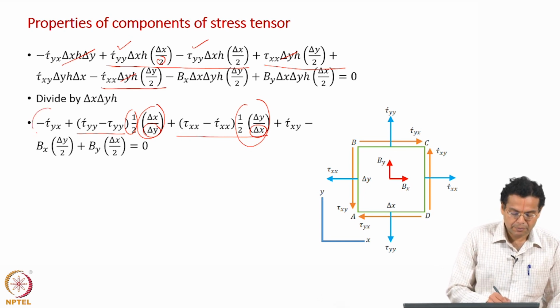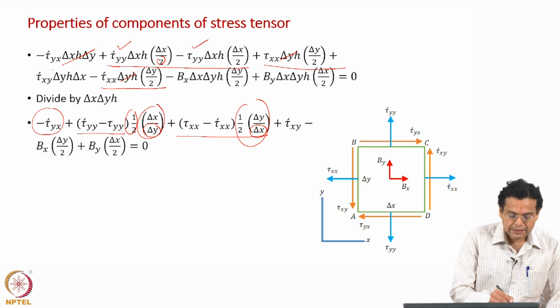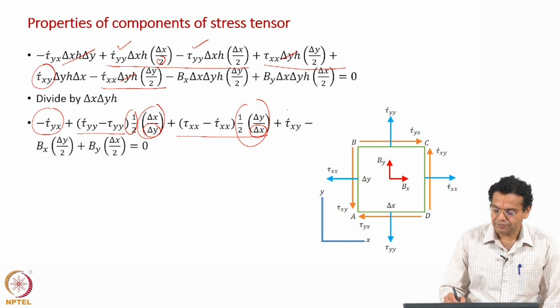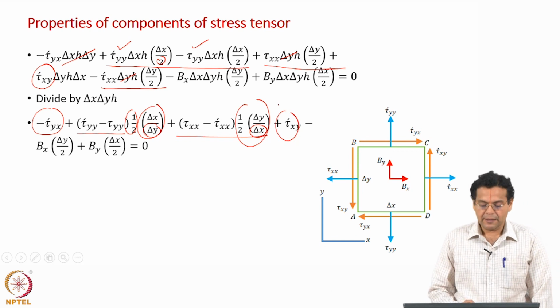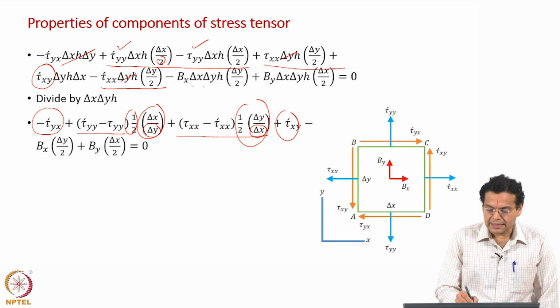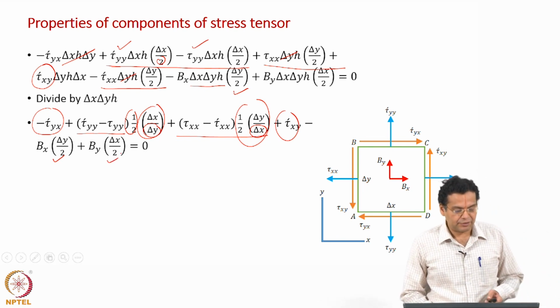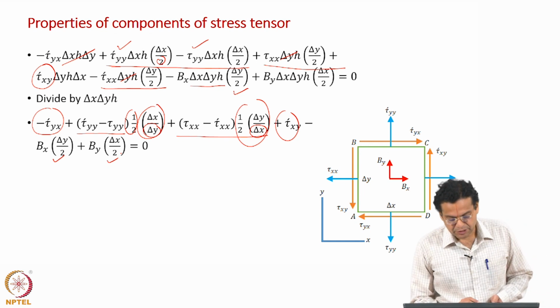We already discussed, you have minus tau dash y x, the other term is tau dash x y here, and of course other terms get cancelled away, and then for the body force, delta x delta y h cancels away, you are left with delta y by 2 and then delta x by 2. Okay. So those are the terms remaining after dividing. Now what should you do next?